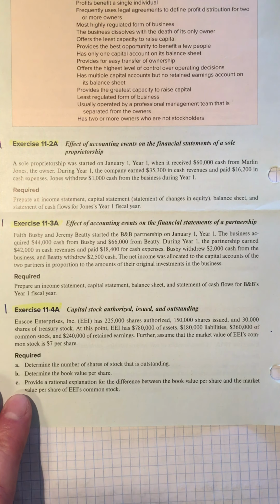So that's their beginning capital balance. During year one, the partnership earned $42,000 in cash revenues and paid $18,400 in cash expenses. Busby withdrew $2,000, Beatty withdrew $2,500.